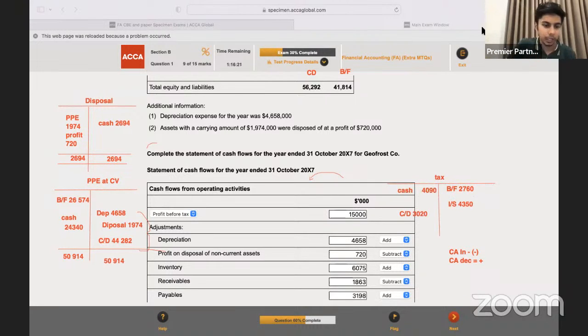Okay. Now, guys, once you close the account, you all got three answers, no? Now, these three answers, you need to mark and show in your cash flow statement. Right. Now, I'll teach you how to mark this. First, let's start with tax.